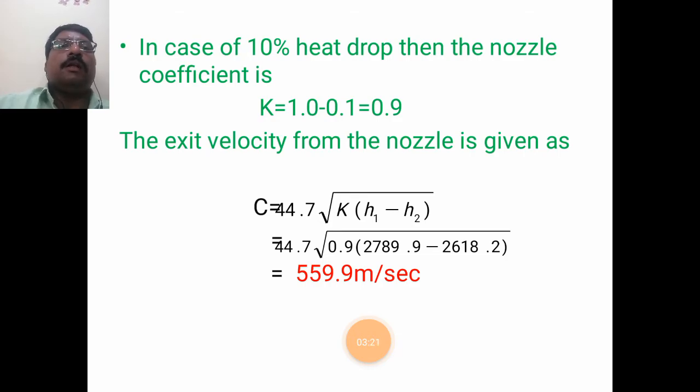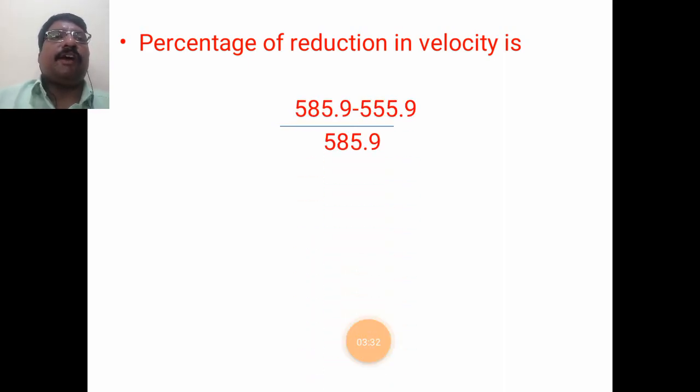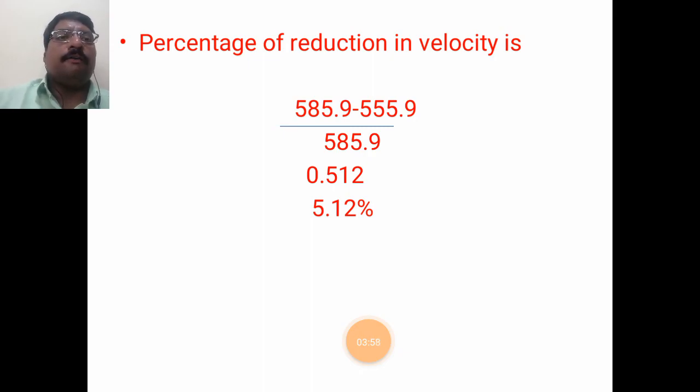Now the percentage of reduction in the velocity is the ratio 585.9 minus 559.9 divided by 585.9. The value is obtained as 0.0512. If you multiply by 100, we get the percentage as 5.12%. So that is the percentage of reduction in velocity that occurs due to the friction. Thank you.